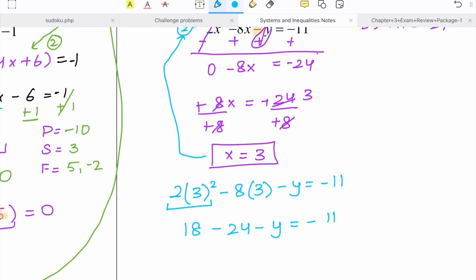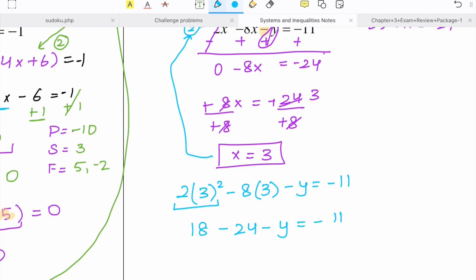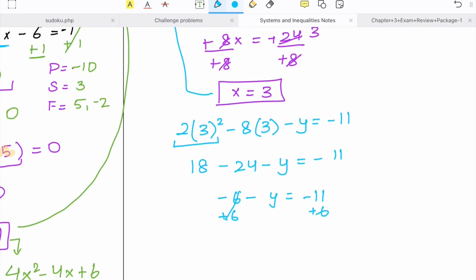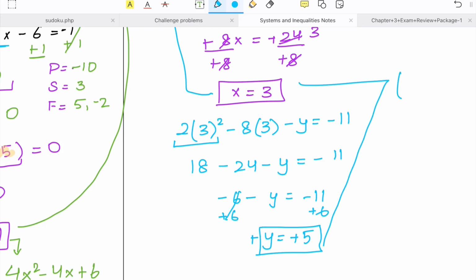18 minus 24 is negative 6. So you can add 6 on both sides. You'll get negative y is equal to negative 5 because negative 11 plus 6 is that. Divide both sides by negative 1 and you get y is equal to 5. So your final answer will be 3, 5. Okay? And that's elimination.